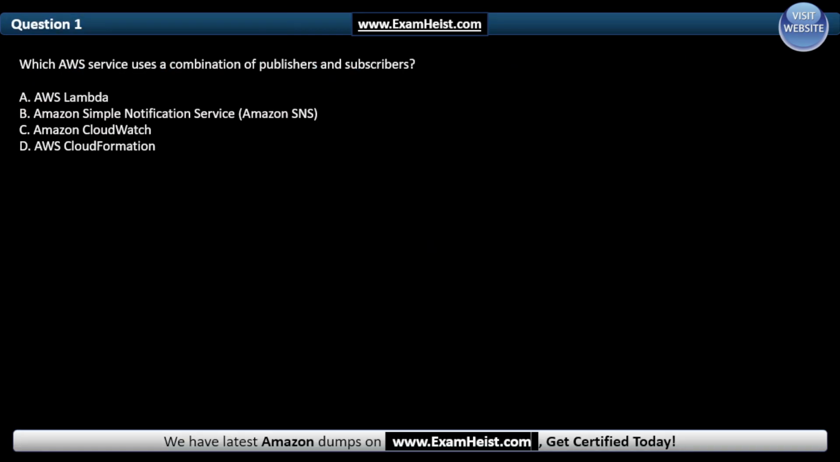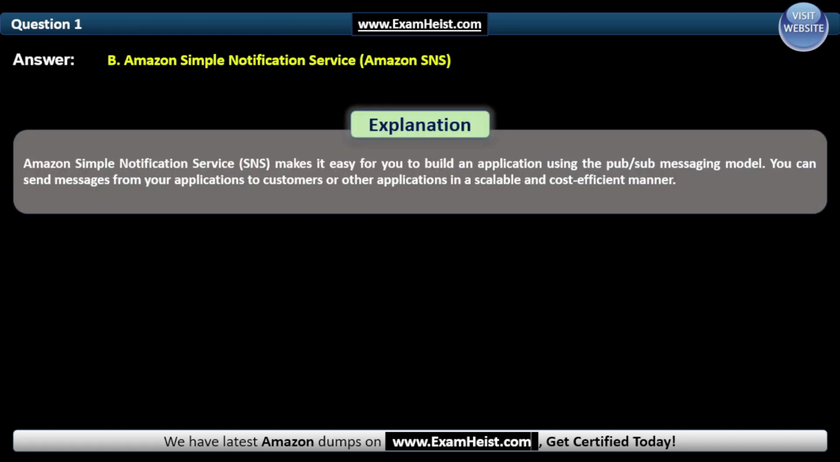Question 1. Which AWS service uses a combination of publishers and subscribers? The correct option is B. Amazon Simple Notification Service. Amazon Simple Notification Service makes it easy for you to build an application using the pub/sub messaging model. You can send messages from your applications to customers or other applications in a scalable and cost efficient manner.